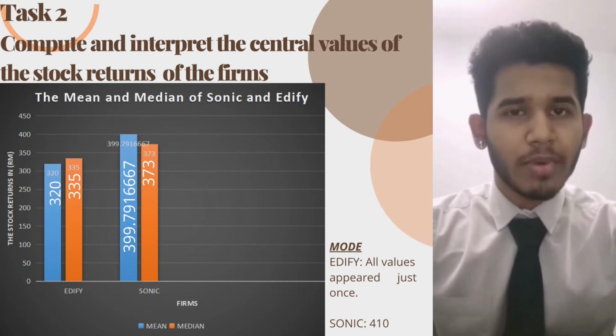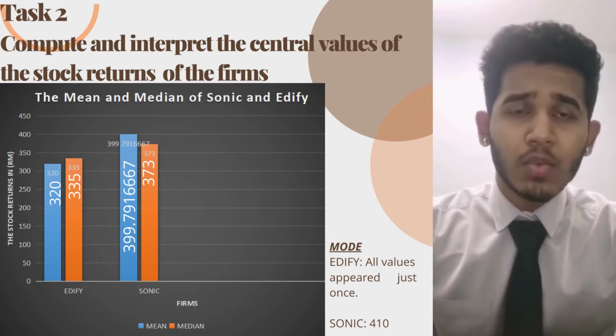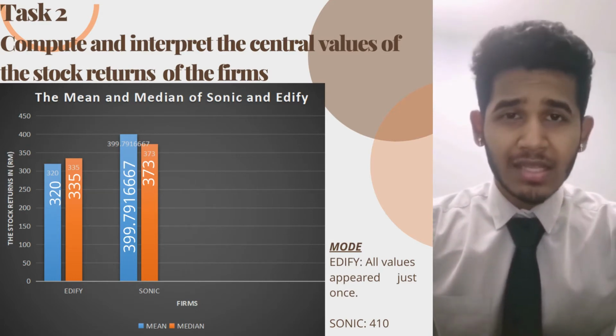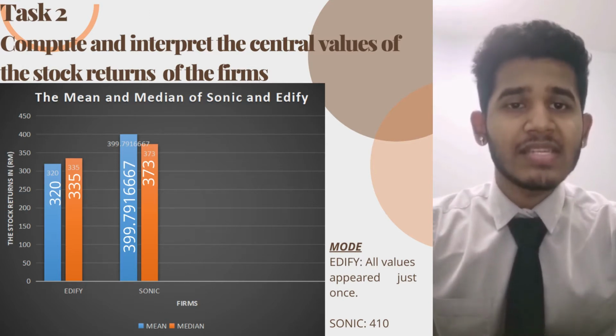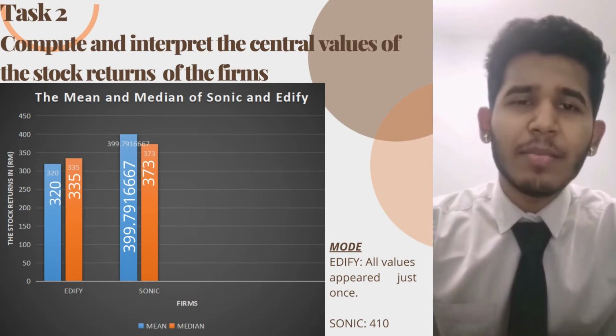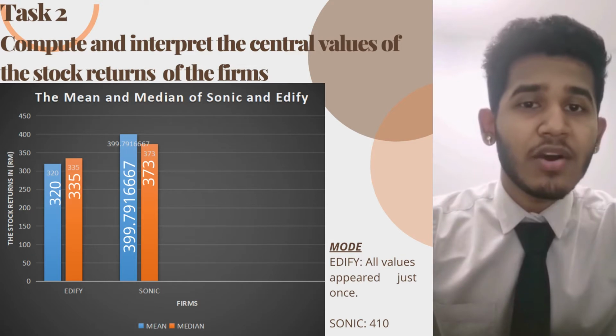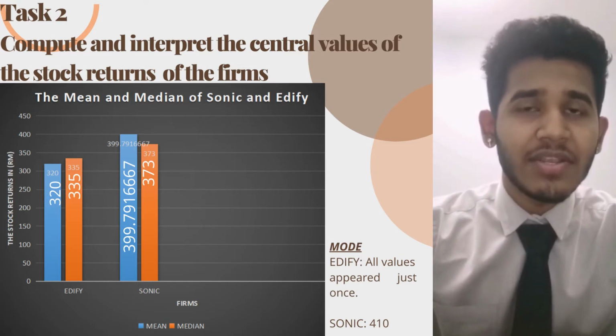As we can see from the bar chart, the mean of Edify firm is 320 ringgit. Meanwhile, the mean of Sonic firm is 399 ringgit and 79 cents. Now, let's have a look at the median of each company. The median of Edify firm is 335 ringgit. Meanwhile, the median of Sonic is 373 ringgit.